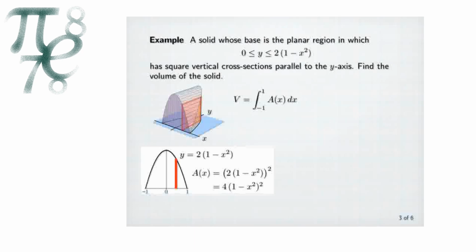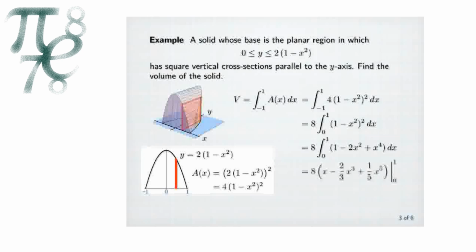So the volume of our solid is the integral from -1 to 1 of 4 times the quantity 1 minus x squared, squared, dx. We'll use symmetry here to rewrite the integral from -1 to 1 as 2 times the integral from 0 to 1. Now we multiply out the integrand, anti-differentiate, and evaluate between 0 and 1. So we have 8 times 1 minus 2/3 plus 1/5 minus 0, which after a bit of arithmetic ends up being 64/15.